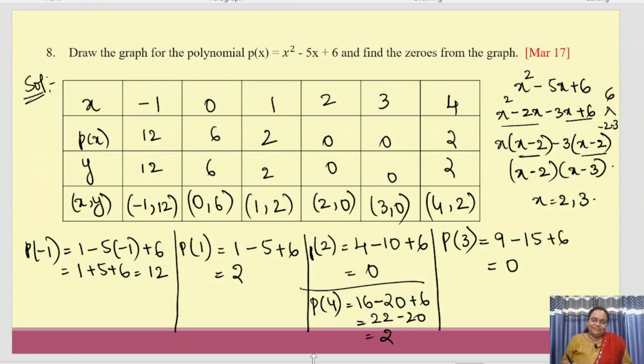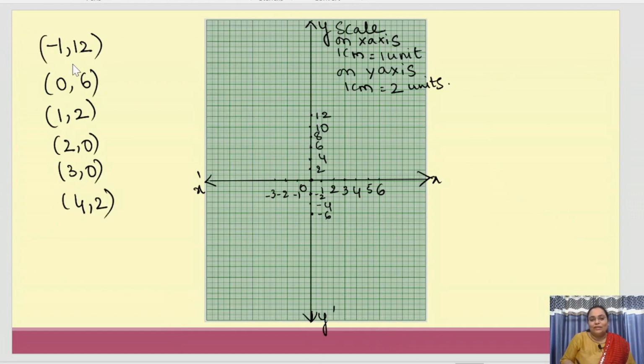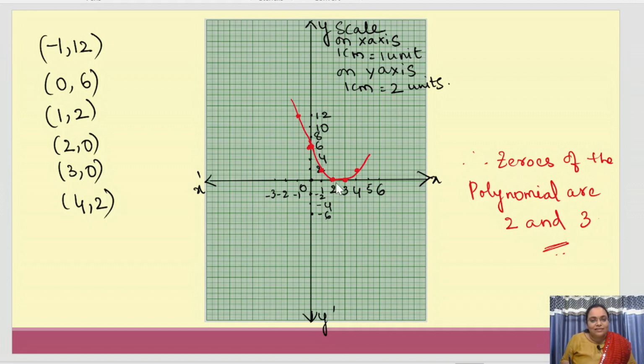Now let us plot the graph. So the first point is minus 1 and 12. Minus 1 on the x-axis, 12 on the y-axis, which is here. The next one is 0 and 6, 0 on the x-axis, 6 on the y-axis, which is here. The next one is 1 and 2, which is this one. The next one is 2 and 0, which is this one. The next one is 3 and 0, which is this one. The next one is 4 and 2, 4 on the x-axis, 2 on the y-axis, which is this one. So, let us join them. So, see here, from the graph we can say that 2 and 3 are the zeros of the given polynomial p of x. Okay, clear?